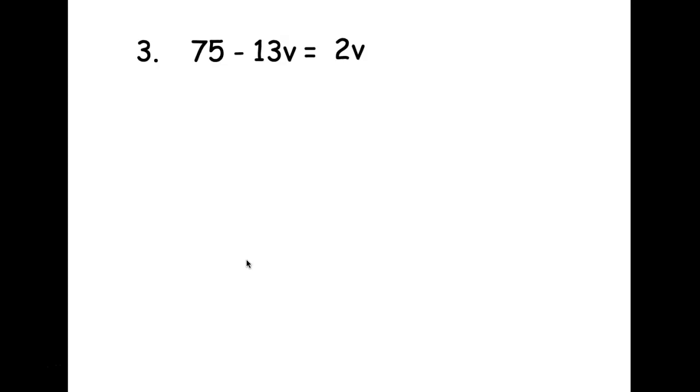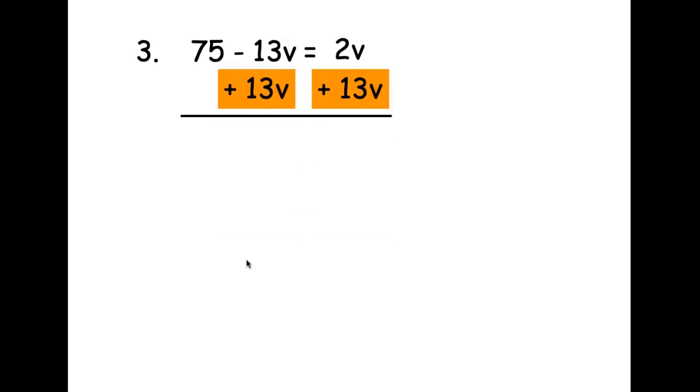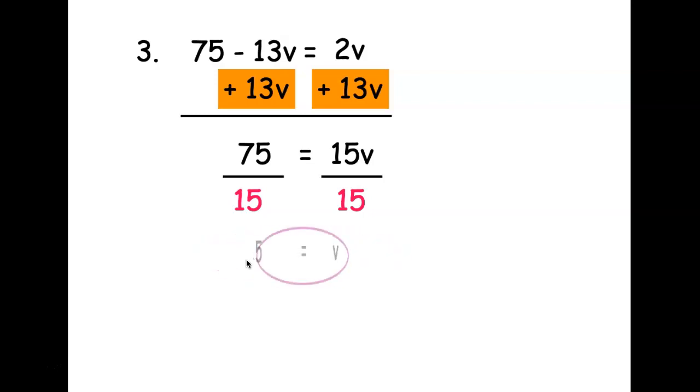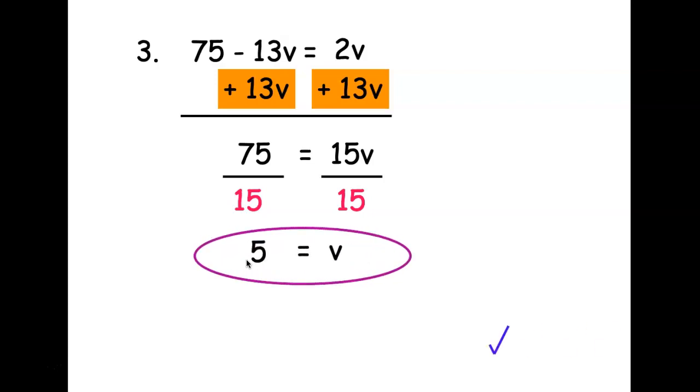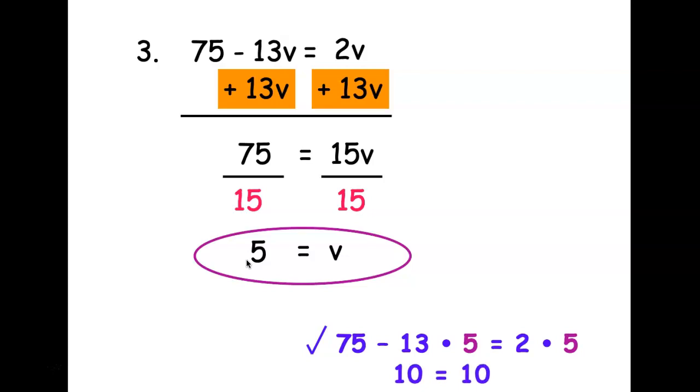Okay, here's the solution. Take a look at what you have done on your paper, if it's the same thing. Add 13v to both sides. Then you will have 75 equals 15v. You're going to divide both sides by 15. And then v is equal to 5. Show the checking of your answer. It should look like this. And 5 is correct.